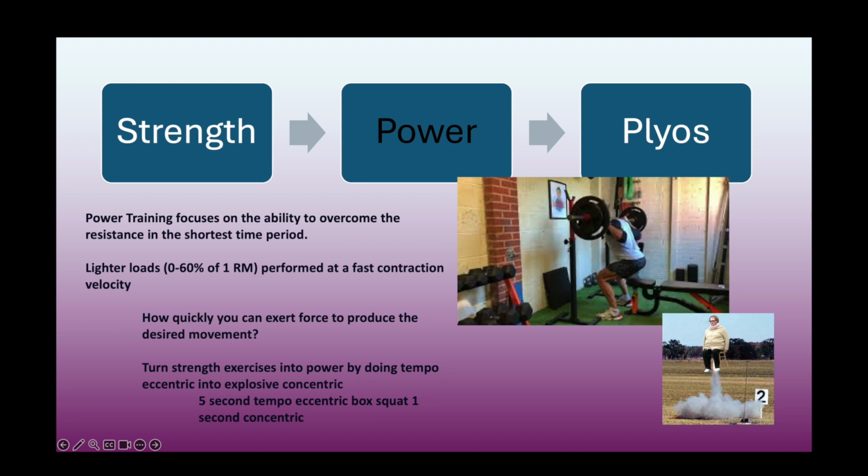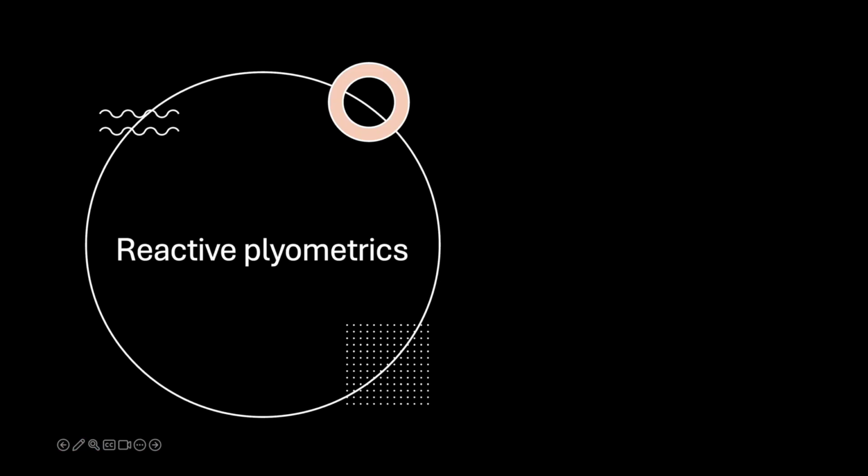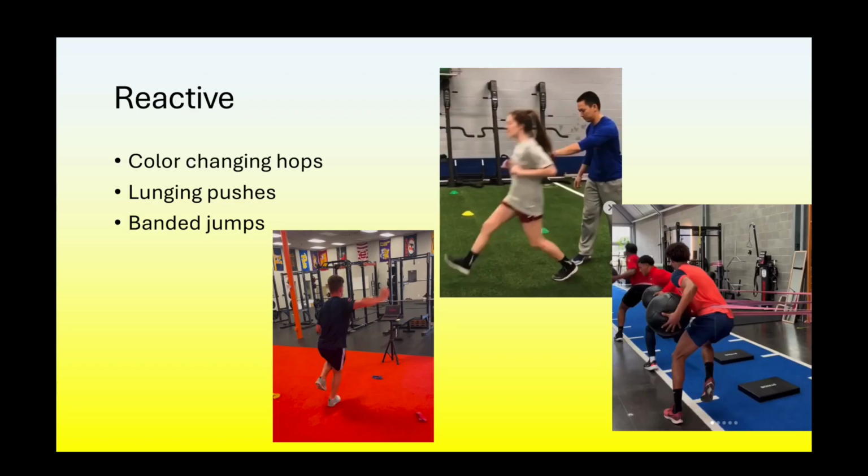And last but not least, you can do reactive plyometrics. So some examples of that, you can do color changing hops where they have full colors all around them, and then a laptop in front of them that changes colors, and they just have to jump and react to the color.